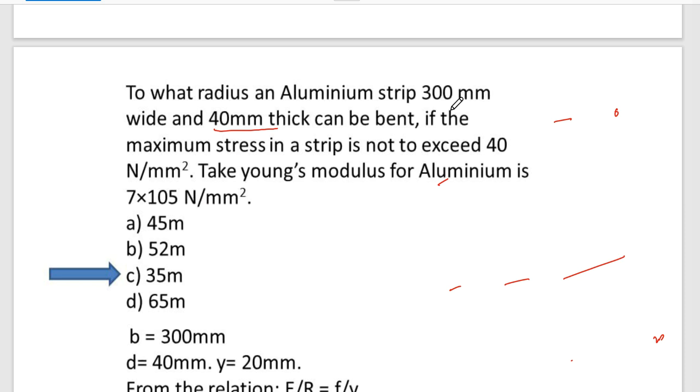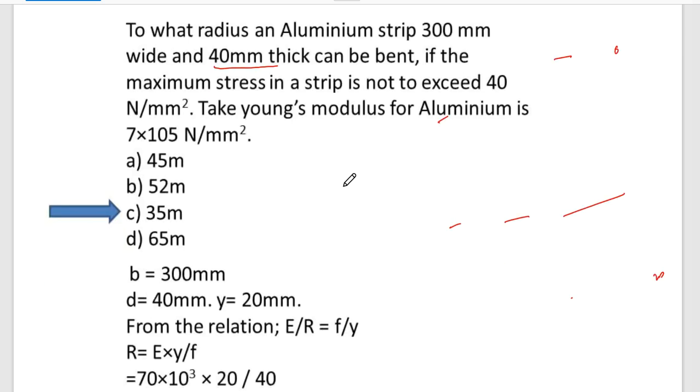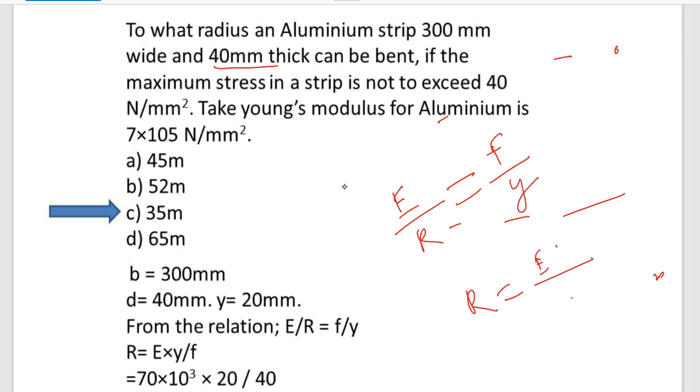Next, question number 3 is basically a numerical to find the radius. An aluminum strip is 300 mm wide and 40 mm thick. If the maximum stress in the strip is not to exceed 40 newton per mm square, then what is the radius? We directly apply the simple bending theory, E by R is equal to F by Y. From this we find R equal to E into Y by F. E is given as 7 into 10 to the power 5 newton per mm square.